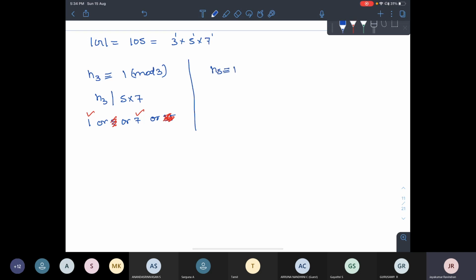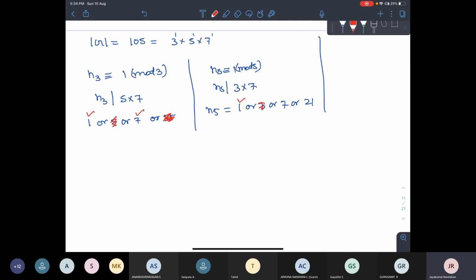n5 congruent to 1 mod 5. n5 divides 3 into 7. Except this, all remaining. So the possibility is n5 can be 1 or 3 or 7 or 21. So what are the not possible? 1 is always possible. 3 minus 1 is 2.